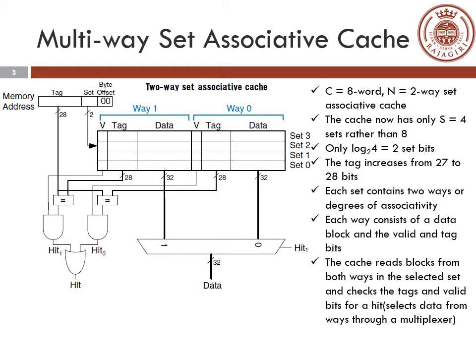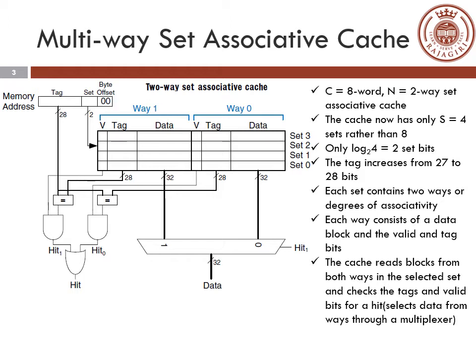Now you can see two AND gates, and these two AND gates have outputs hit 1 or hit 0, and one of the inputs to the AND gate is the valid bit. So only if the particular data is valid will you have a hit. Otherwise, if it is not a legal or valid data, hit will be 0, which means that is a miss.